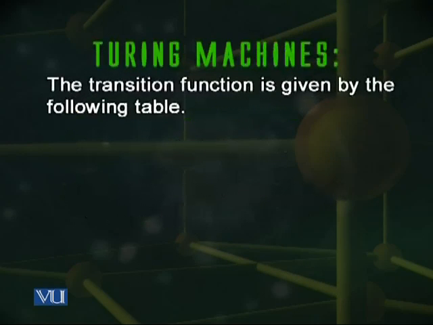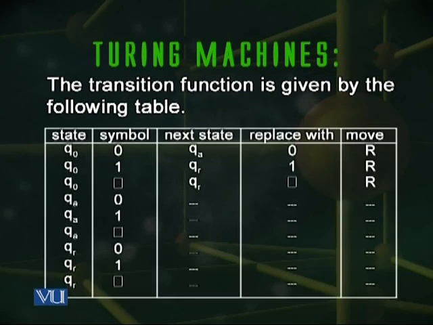The transition function can be given by what we call a transition table. So let us read this transition table. The first row of this transition table has Q0, 0, QA, 0, R. What does this mean? This means that if the machine is in state Q0 and it reads the symbol 0, its next state would be QA and it would replace that symbol by 0 and move to the right.